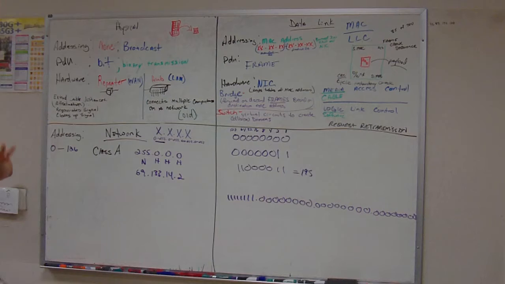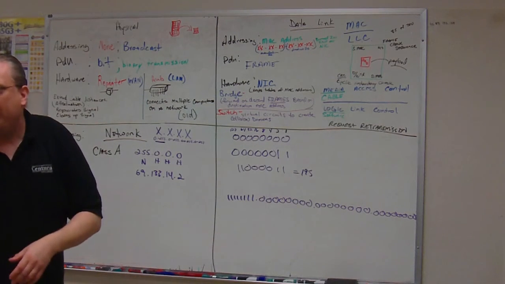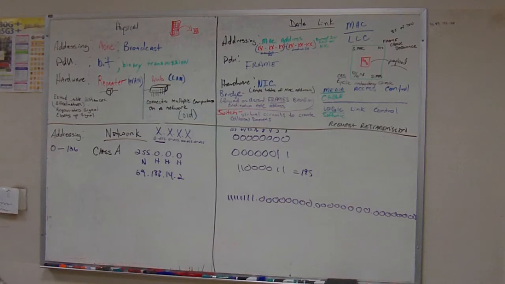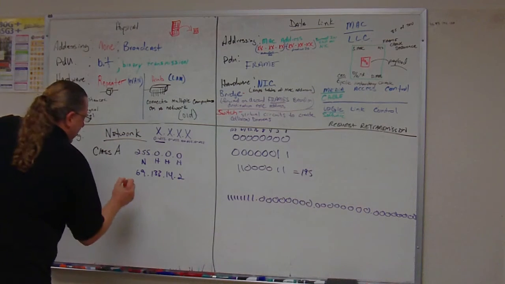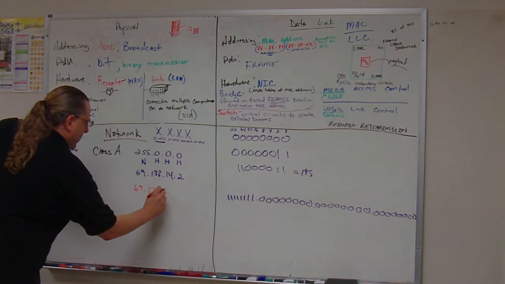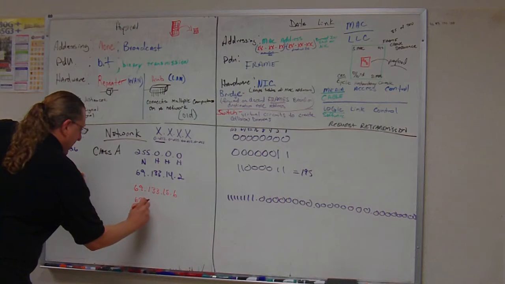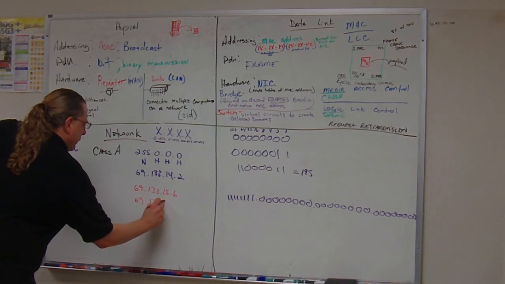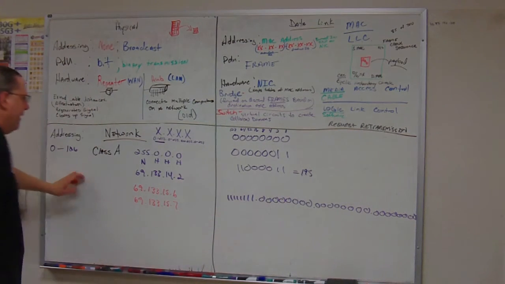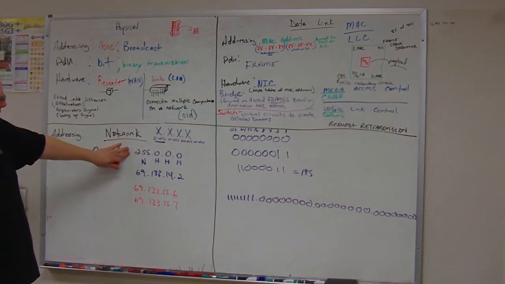So let's see if you loosely understand what I'm trying to say. And we're going to do that by comparing two IP addresses. If I have an IP address on one computer of 69.133.15.6, and I have one that's 69.133.15.7, are these two numbers in the same network if they have this subnet mask?